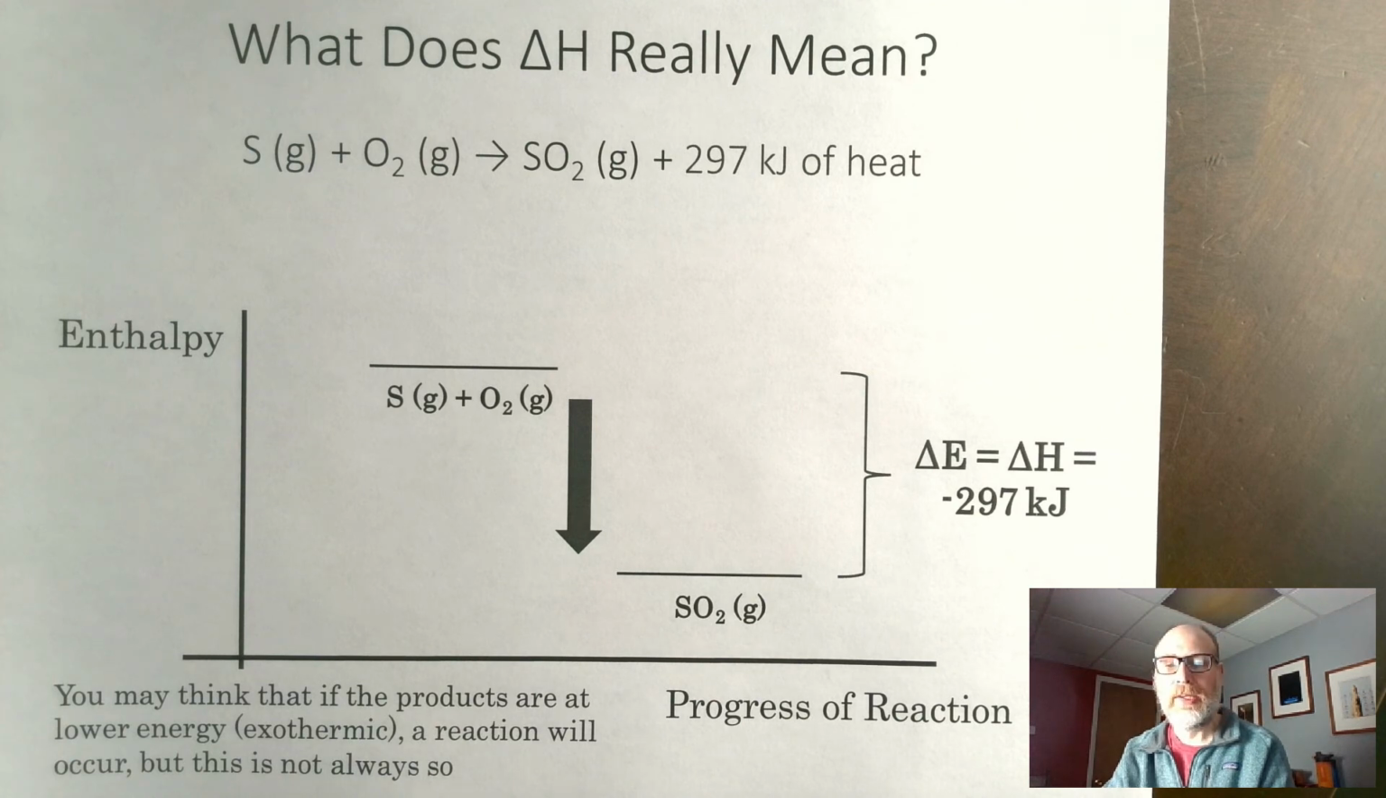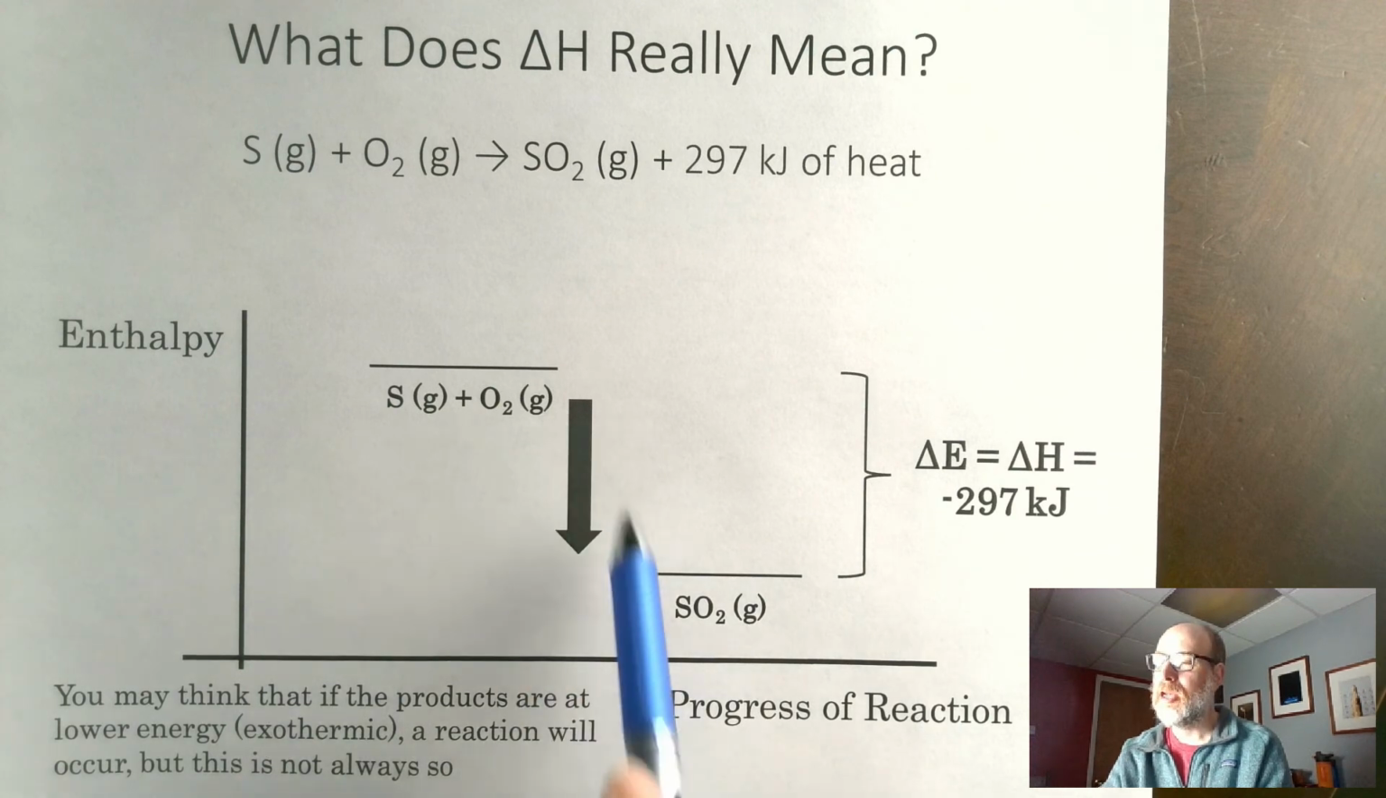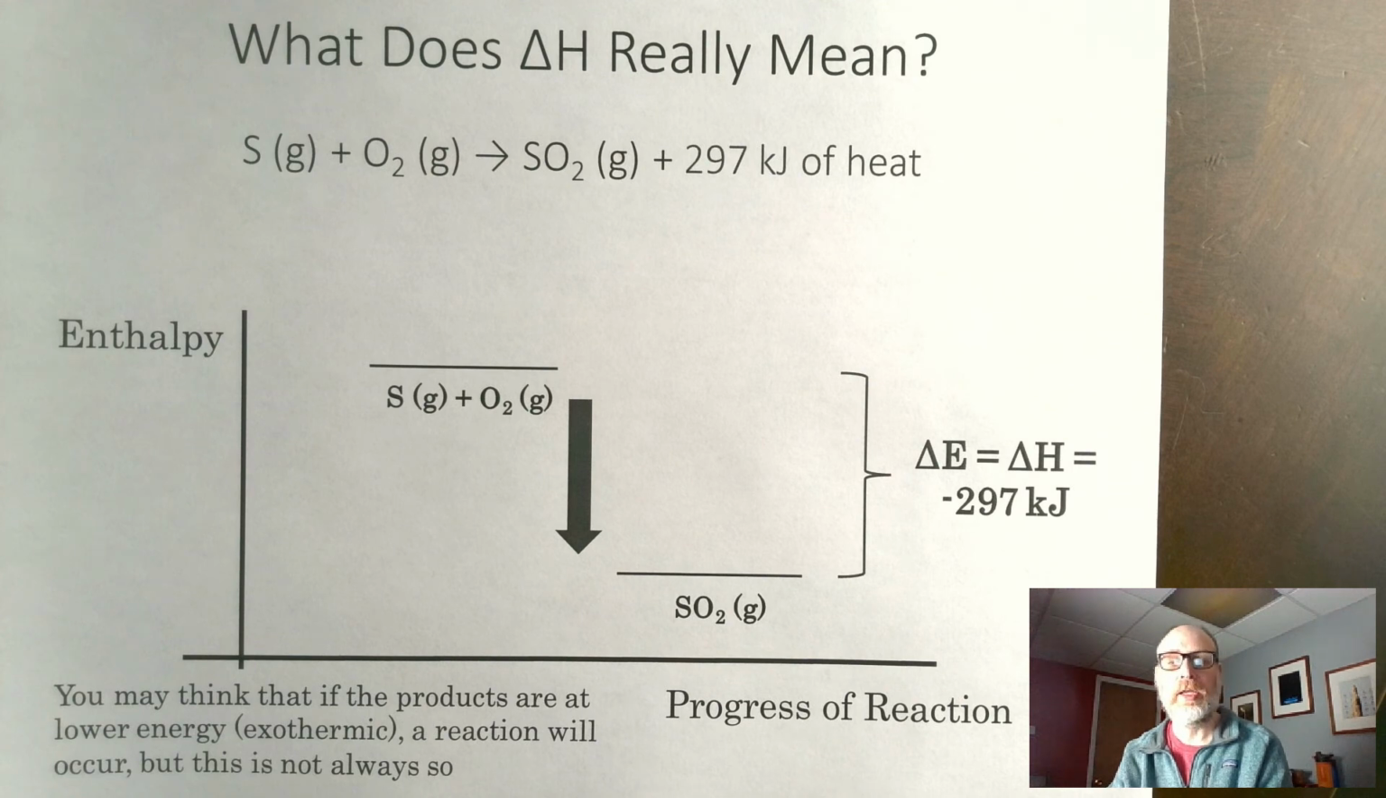Now, like I said, and I'm sort of telegraphing a little bit, you might think that when the products are at a lower energy than the reactants, the reaction will always occur. And that's not always the case. And that's what we're going to spend most of the rest of our time talking about in thermodynamics, trying to comprehend, is that it's not just the energy difference between the products and the reactants that matters. There are other factors that come into play, and we have to consider those whenever we're trying to think about whether a reaction will occur thermodynamically.